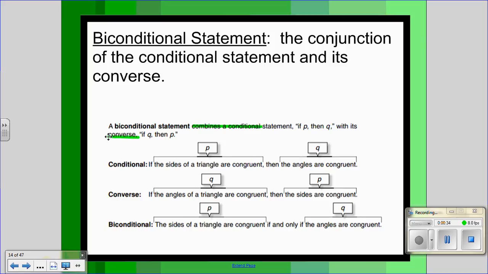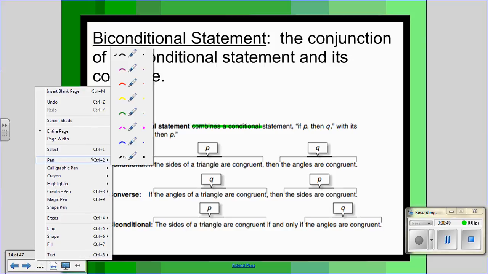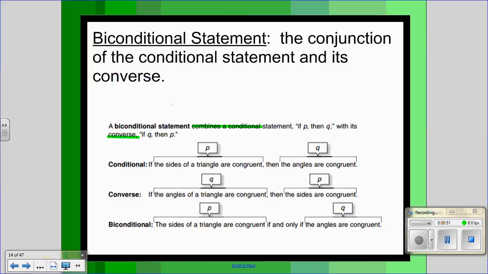Our example says, if the sides of a triangle are congruent, then the angles are congruent. So again, we recognize our P and our Q. So it's in the proper if-then format. Now when you write the converse, that means switch P and Q. Which is what was done. If the angles of a triangle are congruent, then the sides are congruent.